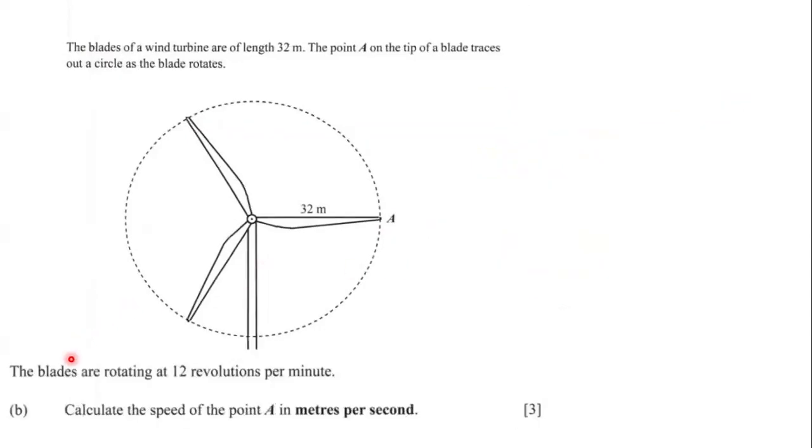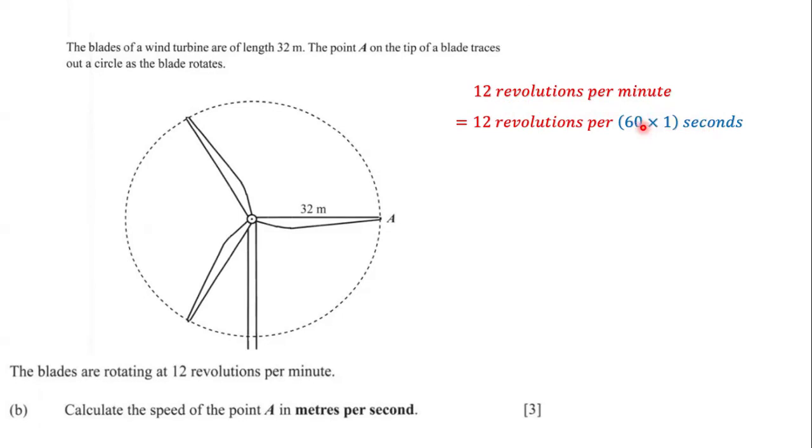It says, the blades are rotating at 12 revolutions per minute. Calculate the speed of the point A in meters per second. Okay, so what do we have? Well, we know that the blades are rotating at 12 revolutions per minute. Okay, what is a minute? A minute is 60 seconds. So if they say 12 revolutions per minute, what they actually mean is 12 revolutions per 60 seconds.